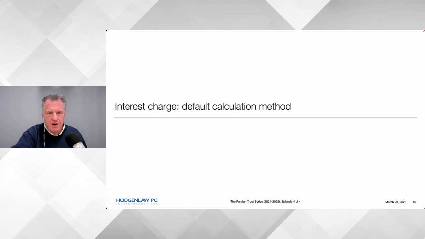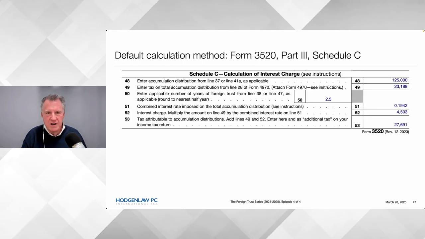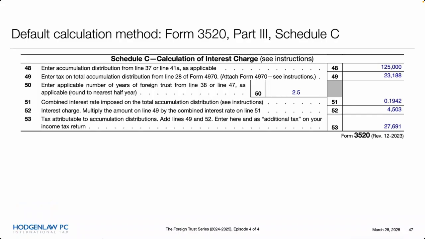So let's go now for the default calculation method. Let's look at Schedule C on Form 3520 Part 3, which is where all the fun happens. Line 48, we start again with the amount of the distribution, $125,000. This is the accumulation distribution. You'll see a different number in the next example I give you. We take the actual tax liability from Form 4970, and we put that on line 49.